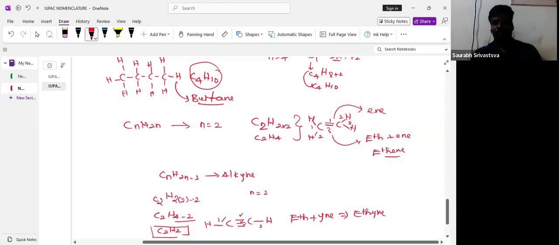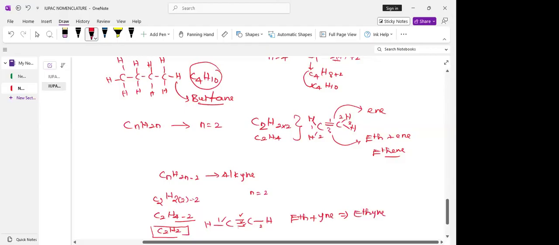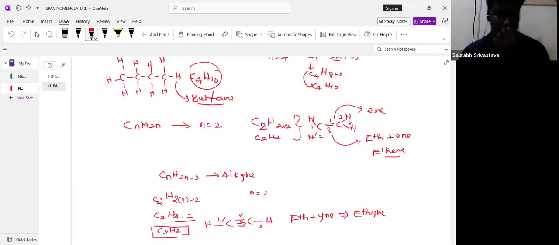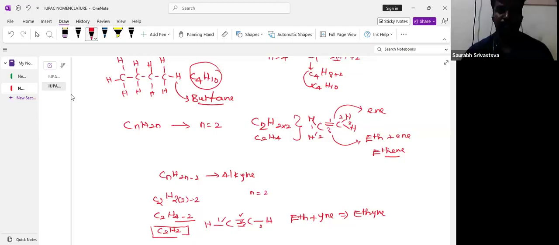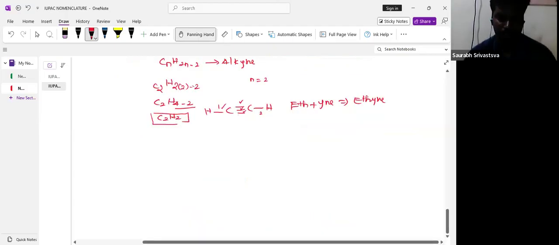Correct, sir? Yes, sir. This only. Understand? Yes, sir. Okay, so next we'll go for the examples. Or otherwise, one more example I will write. Then after that, functional group wise, I'll write the example.